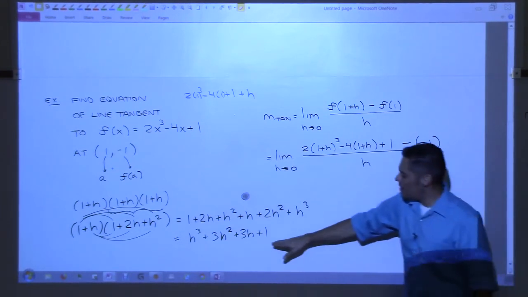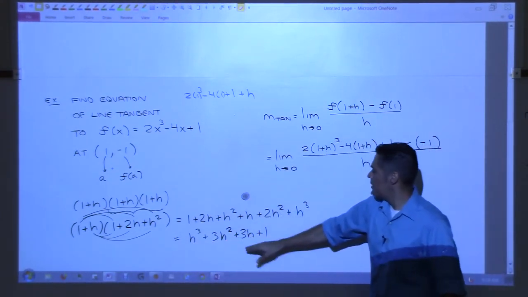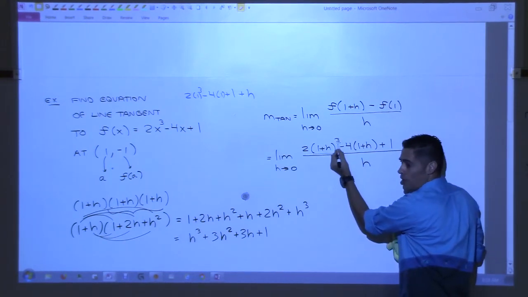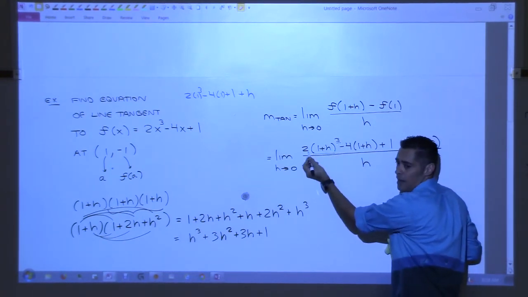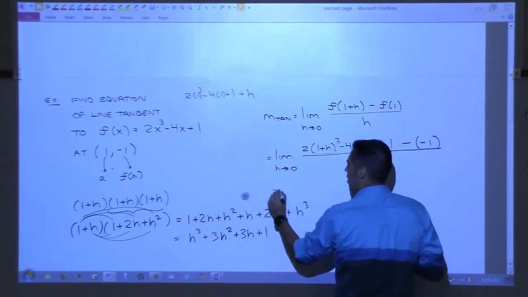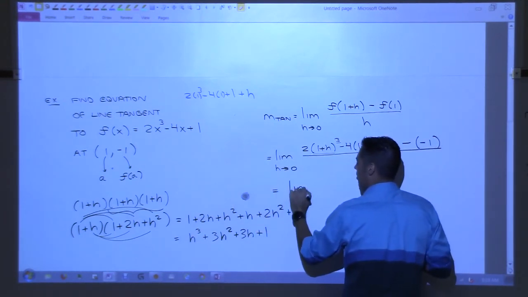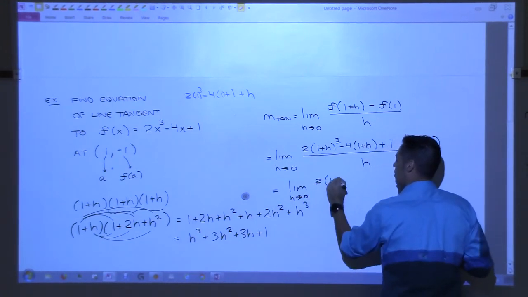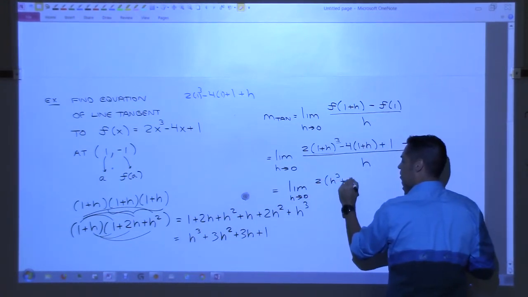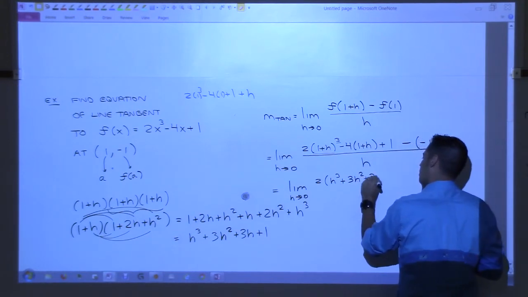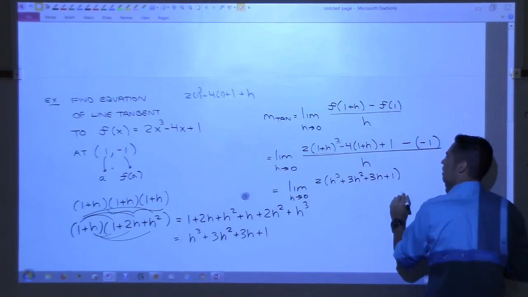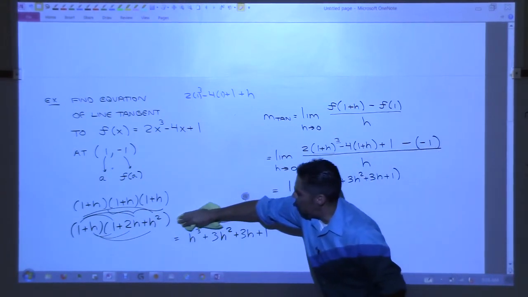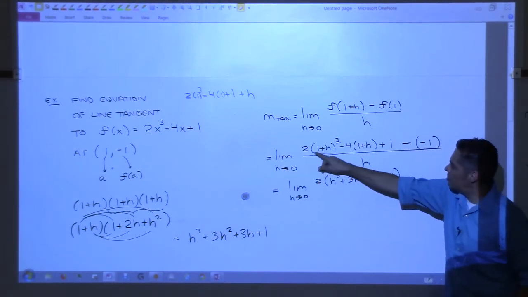Okay, so this right here, look, this right here is just this, isn't it? That cubed, that's all that is. I still have a 2 in front of that. So my next line here, I'm done with my scratch work over there, is limit h goes to 0. I have 2 sitting in front of h cubed plus 3h squared plus 3h plus 1. Y'all following me?